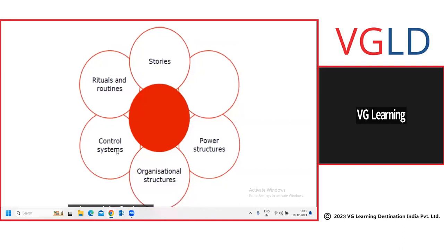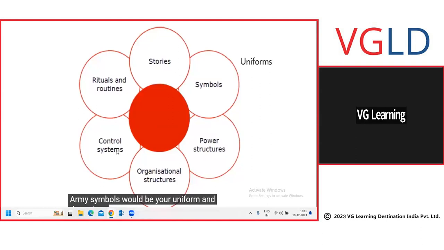And the final area of company culture that the cultural web promotes exploring are the company's symbols. In some cultures, like a role culture, the symbols are very prevalent and quite important. For example, in the army, symbols would be your uniform and the stripes on your shoulder. That tells people about your power, about your status in the organization.